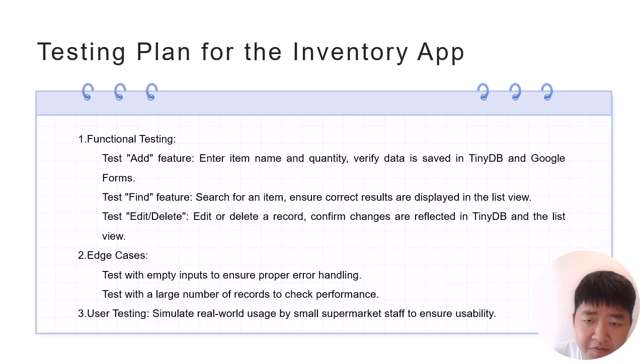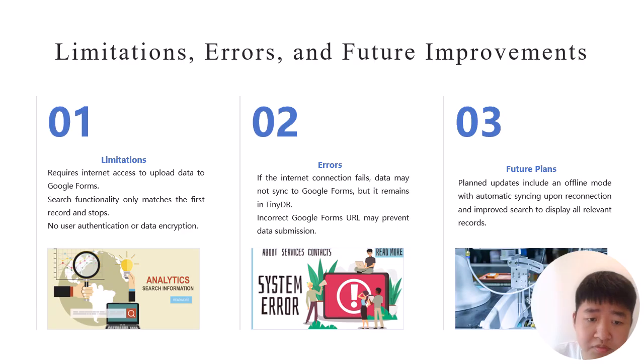Okay, let's move on to the final step. For the final step, I discuss the app's limitations, errors, and future plans. One limitation is that the app requires an internet connection to upload data to Google Forms. If there's no connection, data stays in TinyDB but isn't synced.